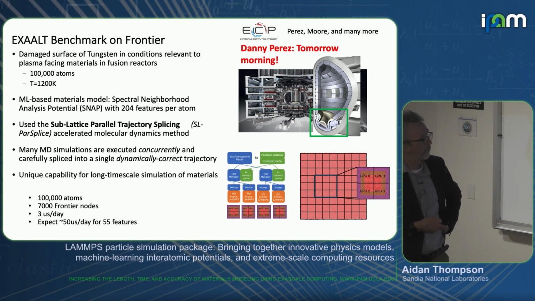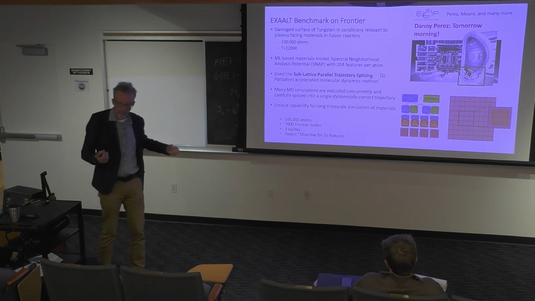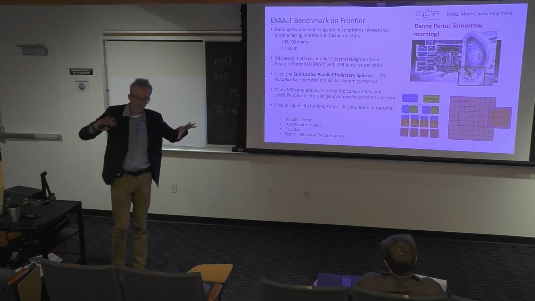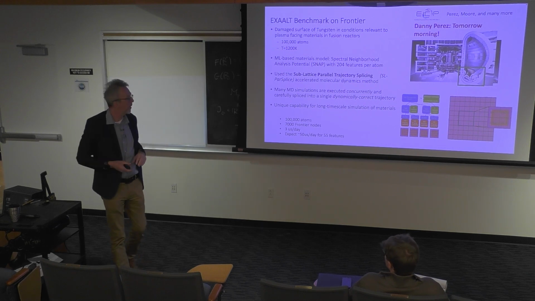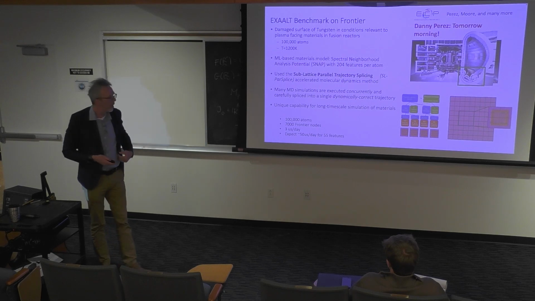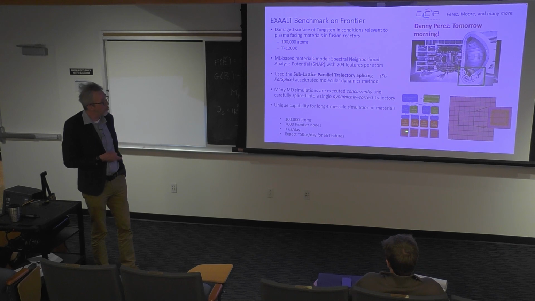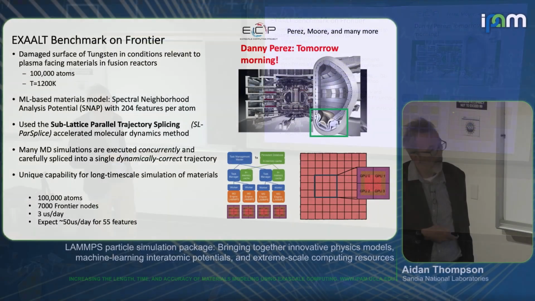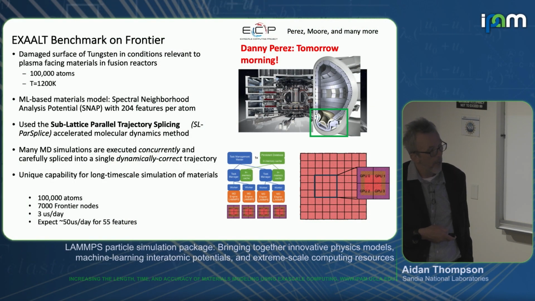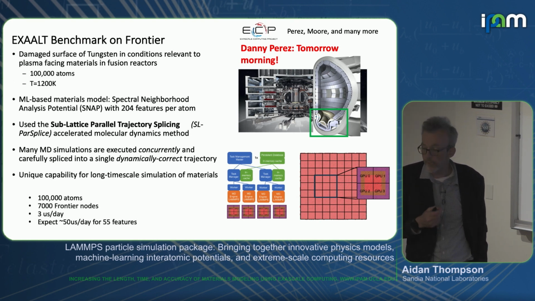First of all, the ParSplice method, which is a way to do lots of replicas and have them be independent of each other on different nodes, but then splice them together in an intelligent way so that long time dynamics are correctly recovered. And then the second thing is to do sublattice decomposition within a single replica so that different GPUs are actually running different patches of the material at the same time.